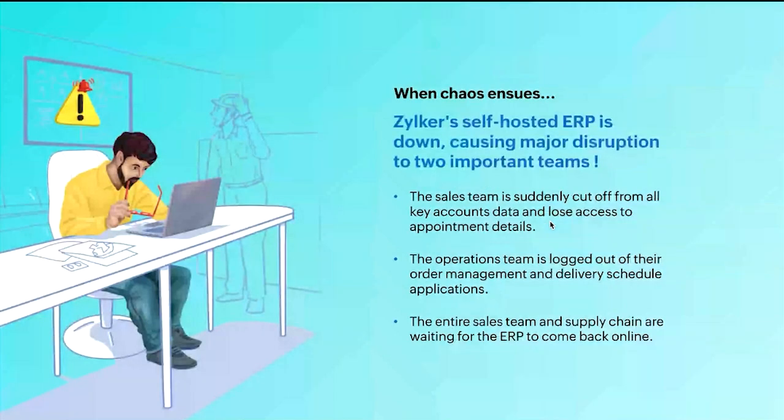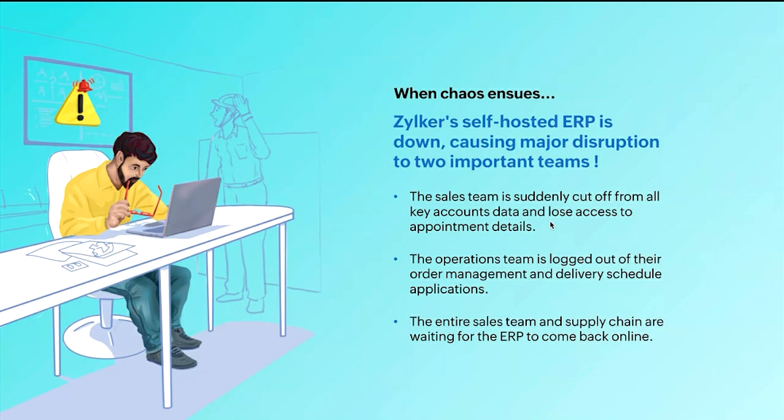And at this time frame, what happens is one fine day when employees are logging into their office and when they're logging into their regular ERP system, they find an error and they get cut off completely from all the key accounts, all the data, and they lose access to all the appointments. So imagine what kind of chaos Zilker Incorporation would have at that particular time frame, especially when they're having a very busy quarter end, right?